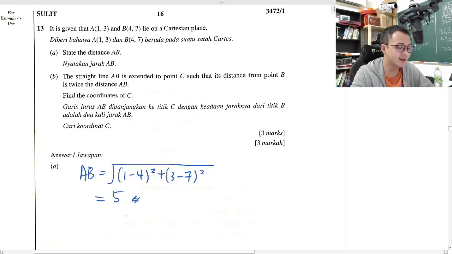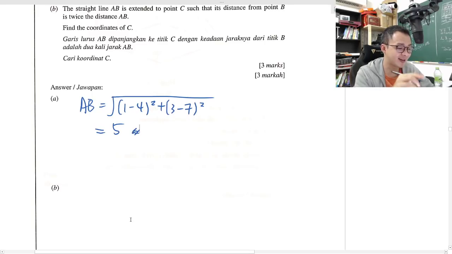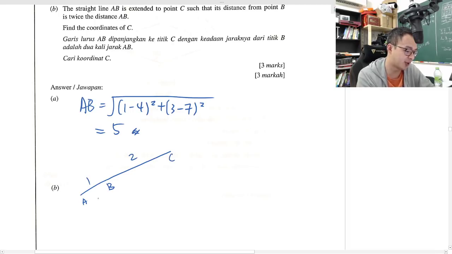Alright, and the line AB is extended to C, such that its distance from B is twice the distance of AB. So that means BC will be twice AB. So AB will be 1, the distance BC will be 2. And we have the coordinates, right? So I'm going to plug in the coordinates 1, 3, and then this one will be 4, 7, and then C will be x, y.